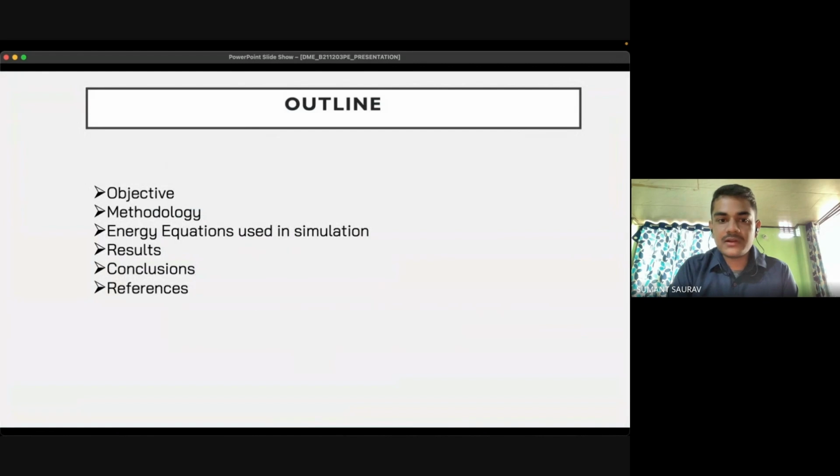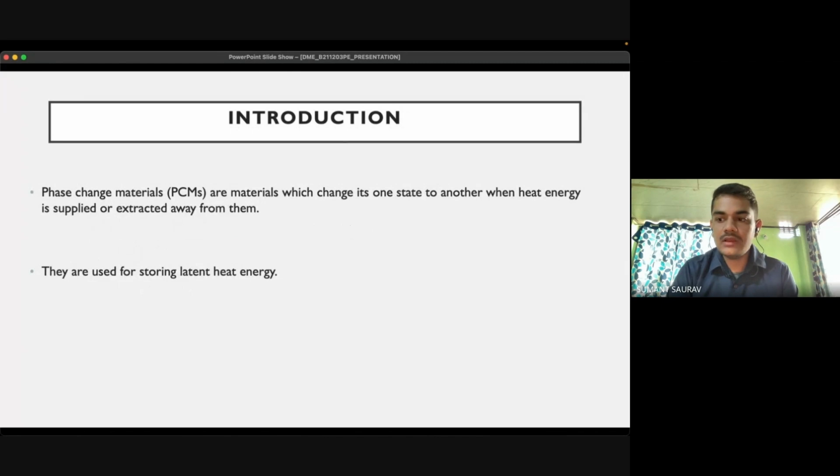The outline of the paper is objective, methodology, energy equations used in simulation, results, conclusion, and references. These simulations are done in ANSYS Fluent software. Firstly, we start with an introduction to phase change materials. Phase change materials are materials which can change their state when heat is either supplied to or extracted from them. They are basically used for latent heat energy storage.